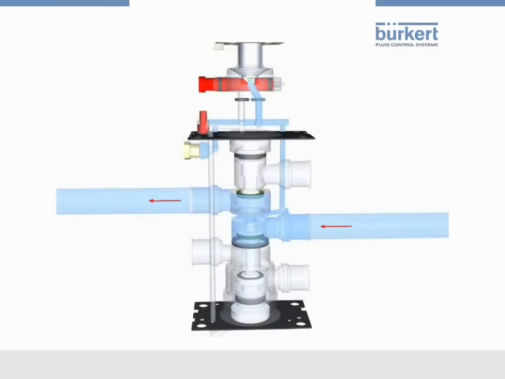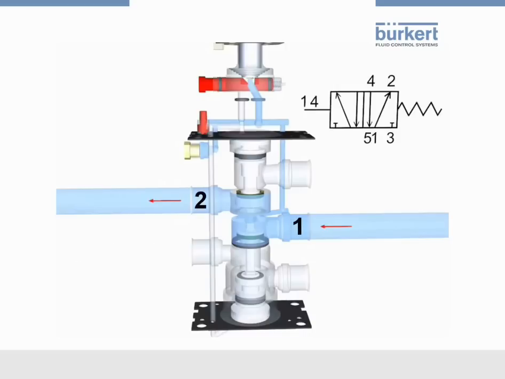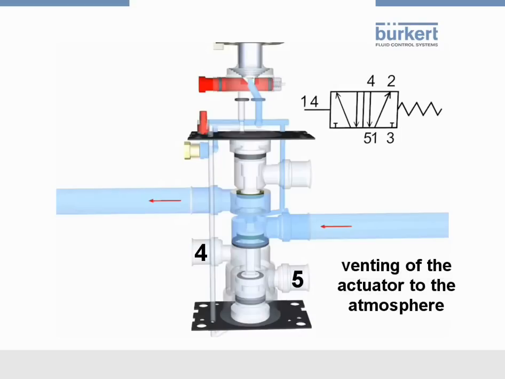When power is turned off, the device is in normal position. The ports 1 and 2 are connected to each other, and ports 4 and 5 are also connected, allowing the venting of the actuator to the atmosphere.